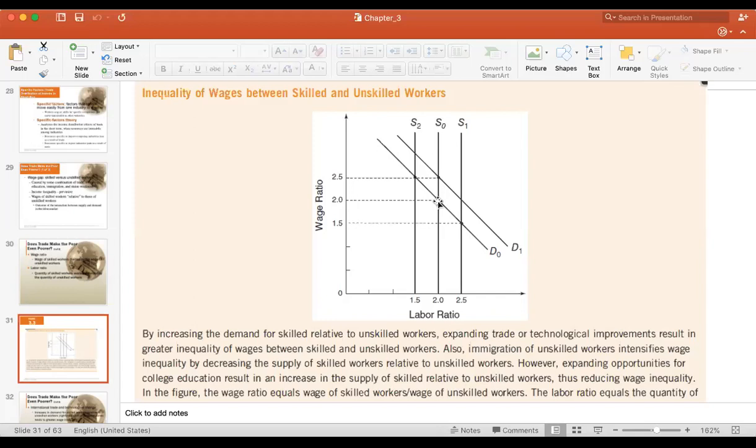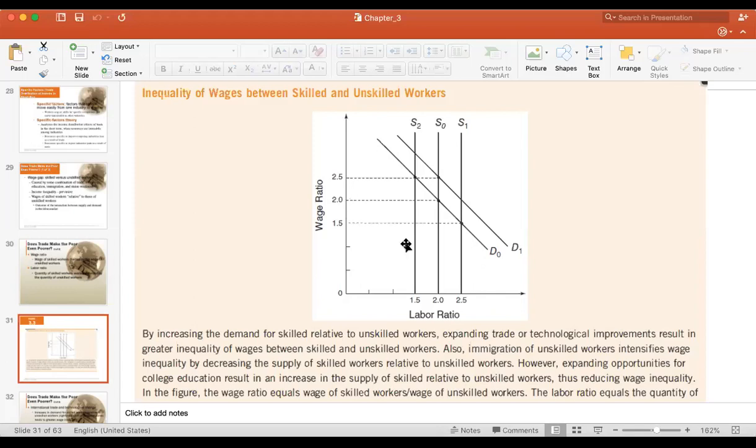Now the point of intersection is right here. This will tell us exactly what the wage ratio would be, and this will tell us exactly what the labor ratio in terms of employment would be. So given these demand and supply, we can see from here that skilled workers will be paid twice as much as unskilled. That's what the 2 means. Twice as much.